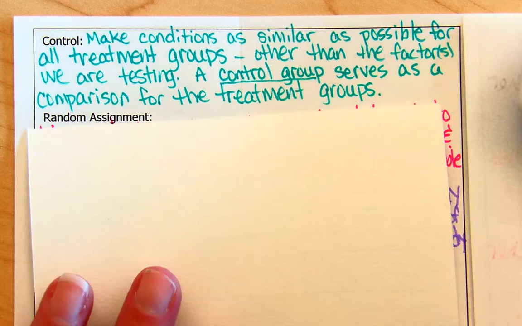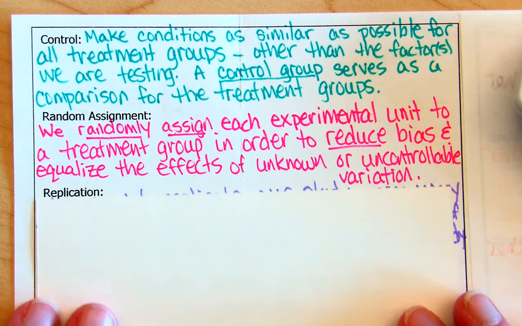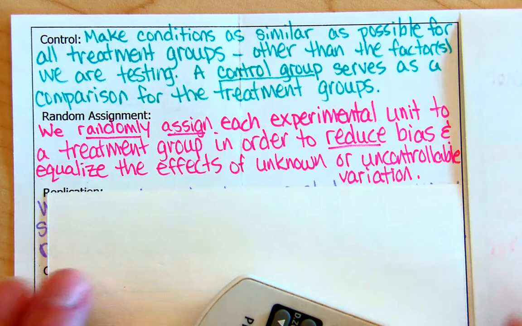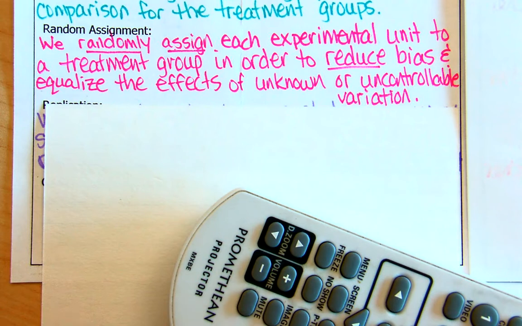The next thing, random assignment. This is something that has to be done every time. This was one of the things we look for to see if it is an experiment. So we randomly assign each experimental unit to a treatment group. This helps reduce bias. That's the whole point of randomization, is to reduce bias and equalize the effects of any unknown things that could go on.